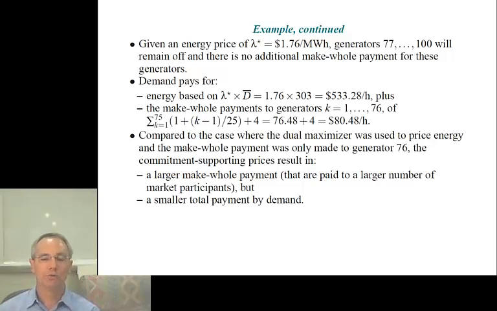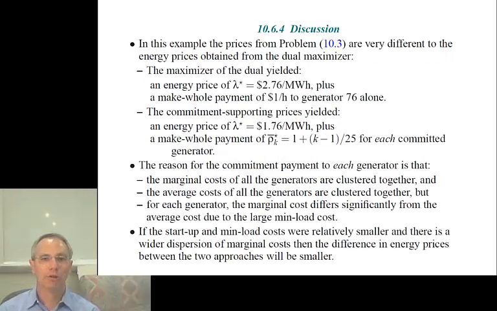So compared to the case where the dual maximizer was used to price energy and the make-whole payment was only made to generator 76, these commitment supporting prices result in a larger make-whole payment. They're paid to a larger number of market participants, but a smaller total payment by demand. In this example, the prices from problem 10.3 are actually very different to the energy prices obtained from the dual maximizer, from Lagrangian relaxation. Remember that the maximizer of the dual yielded an energy price of lambda star equal to $2.76 a megawatt hour, plus a make-whole payment of $1 an hour to generator 76 alone.